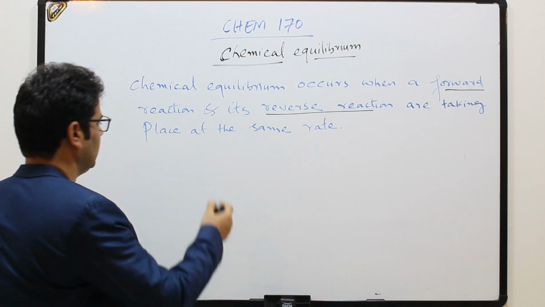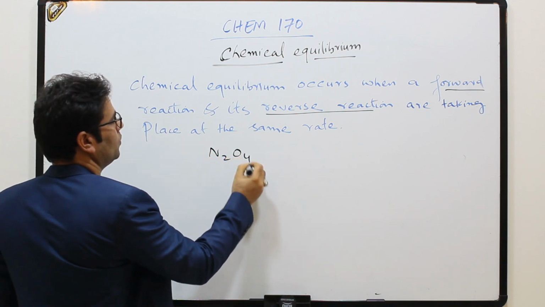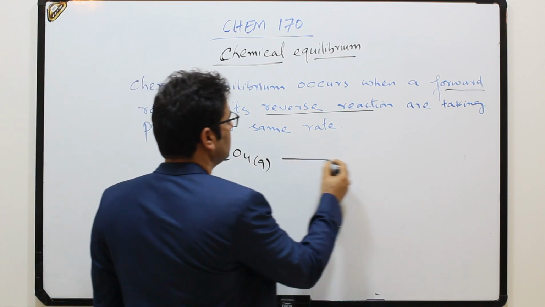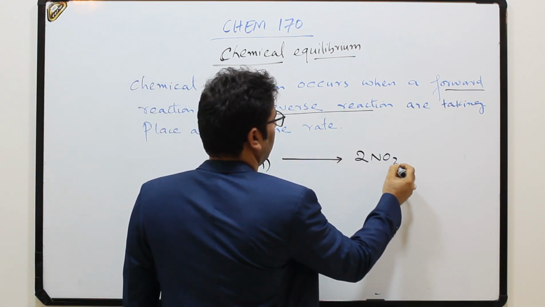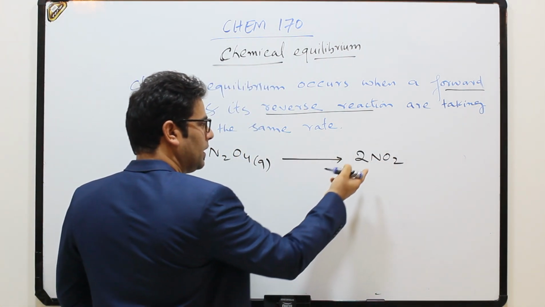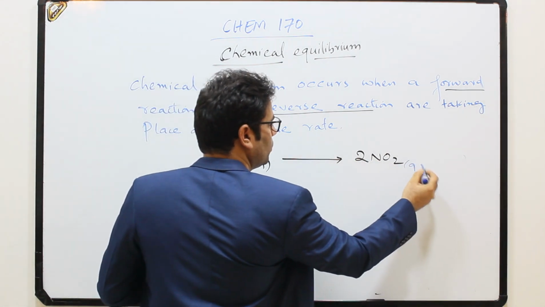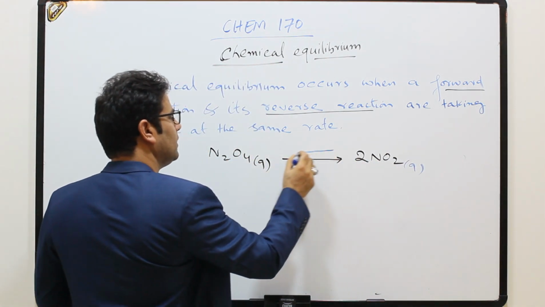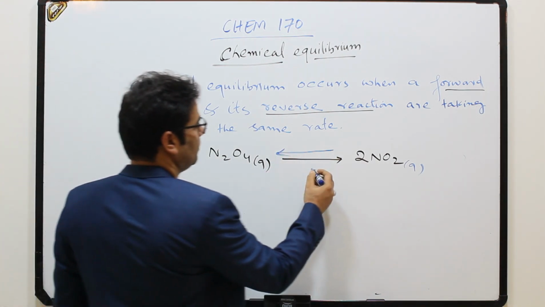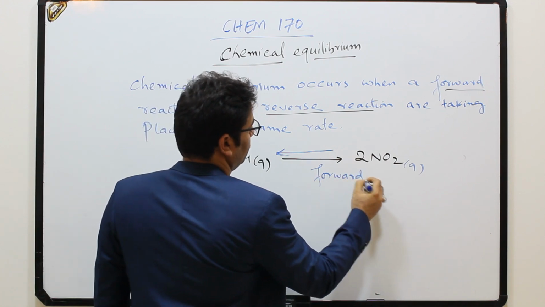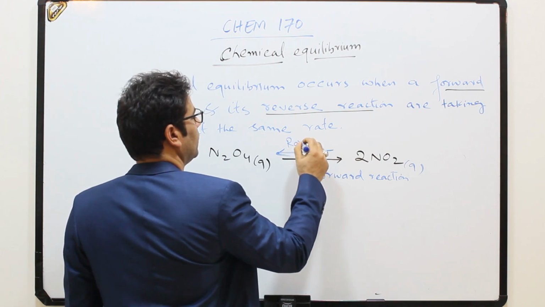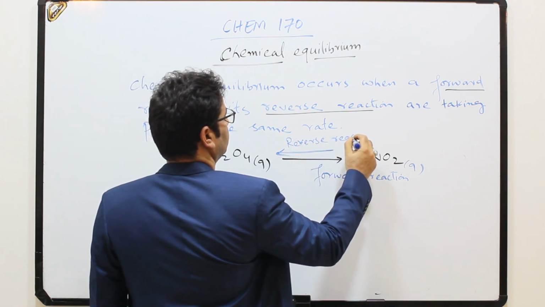So for example, let me give you one example. If we have N2O4, dinitrogen tetraoxide, this is the forward reaction, it will give 2NO2. We say this is the forward reaction. But if the conversion of 2NO2 to N2O4 also occurs at the same speed, then we say this is the reverse reaction. So this reaction will be the forward reaction and this will be the reverse reaction.